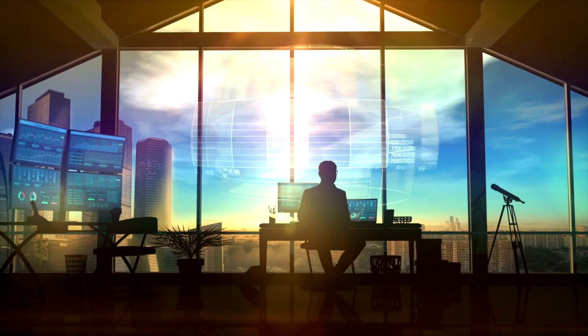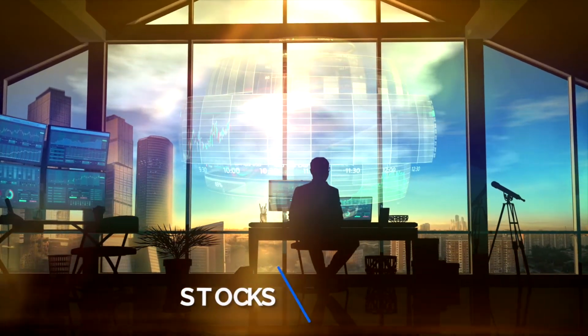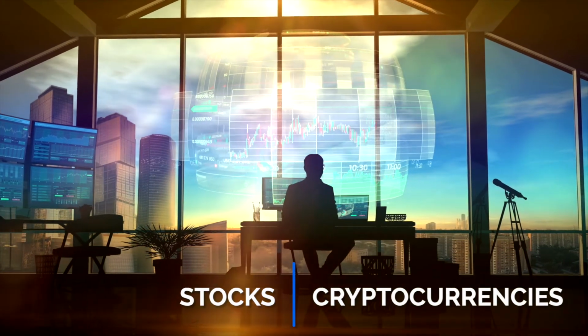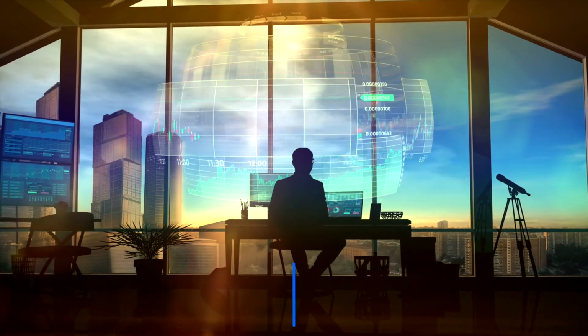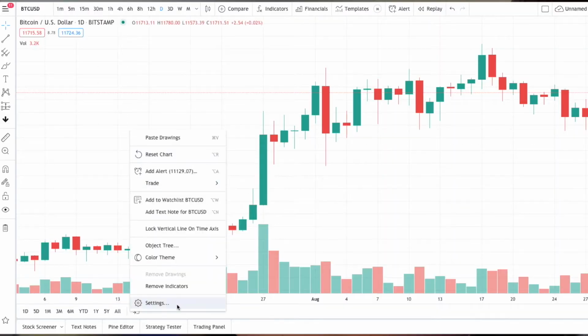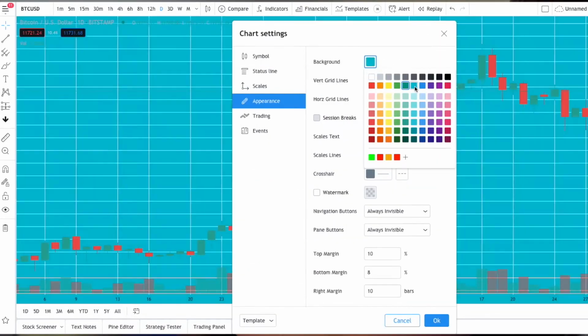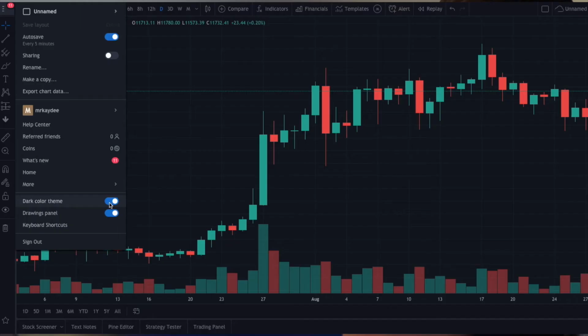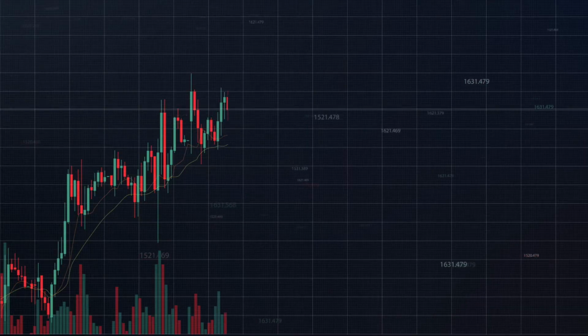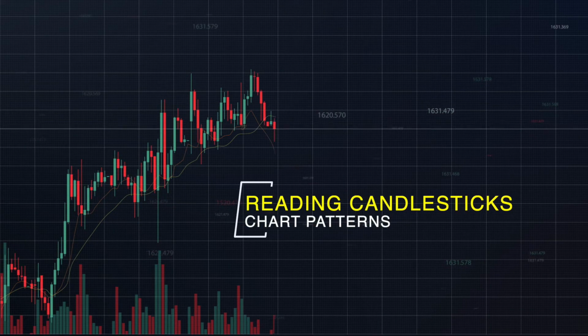First, we will go over the differences between a stock and a cryptocurrency. We will look at how both can be traded in the real world and start learning about technical analysis. I will show you how to use TradingView, a charting tool that we will be using to perform all of our technical analysis. Then we will learn how to read candlesticks on a chart.